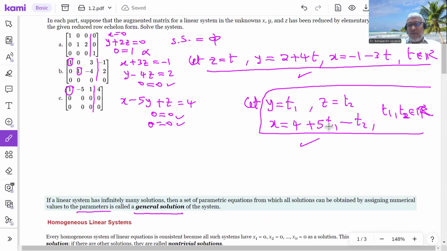You can find now specific solutions, if you like, by replacing T1 and T2 by any numbers. For example, if you put T1 0, T1 is Y, remember? T2 is Z, so 0, 0, find X now, X would be 4. So this is one of the specific solutions, okay? And you have infinitely many specific solutions. So the general solution, when you see the parameters, is called the general solution.